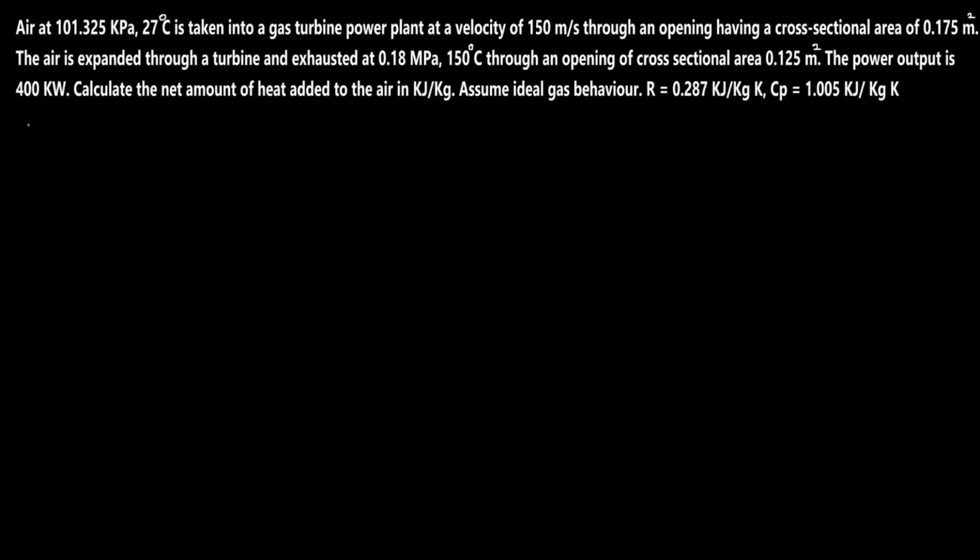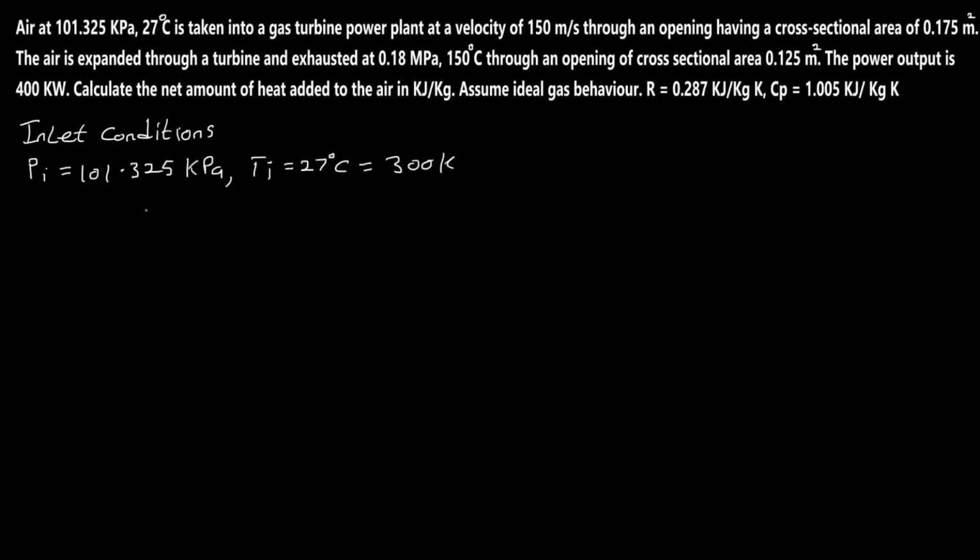Assume ideal gas behavior and take the gas constant as 0.287 kilojoules per kg Kelvin, and the specific heat at constant pressure as 1.005 kilojoules per kg Kelvin. So for the inlet conditions, we have inlet pressure 101.325 kilopascals, inlet temperature 27 degrees Celsius or 300 Kelvin. Inlet velocity 150 meters per second. And inlet cross-sectional area 0.175 meters squared.